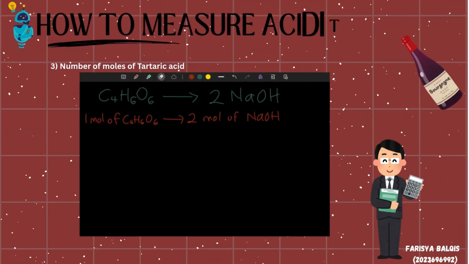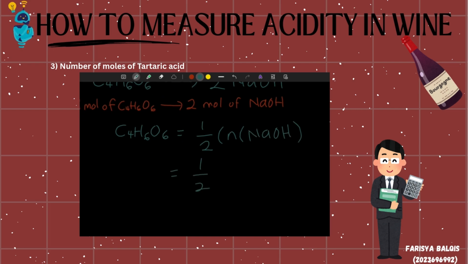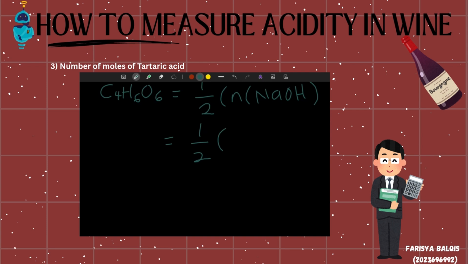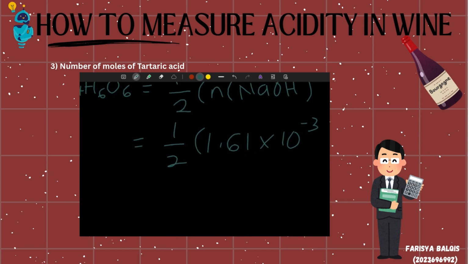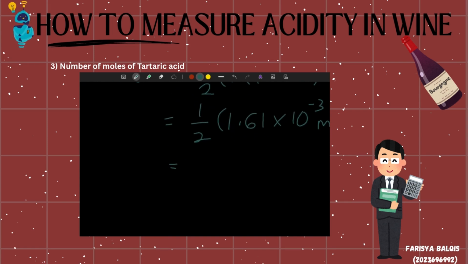Next, we find the moles of tartaric acid. Since the ratio from the equation is 1:2, we divide the sodium hydroxide moles by 2. So, moles of tartaric acid is equal to 1/2 the moles of sodium hydroxide. We already know the moles of sodium hydroxide is 1.61 multiplied by 10 to the power of negative 3 mole, and we get the number of moles of tartaric acid as 8.00 multiplied by 10 to the power of negative 4 mole.